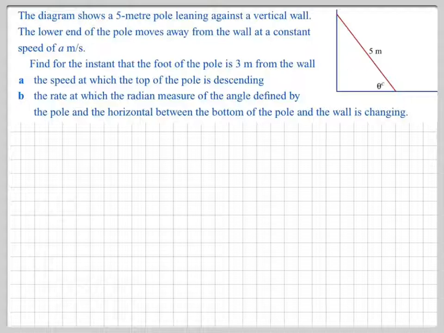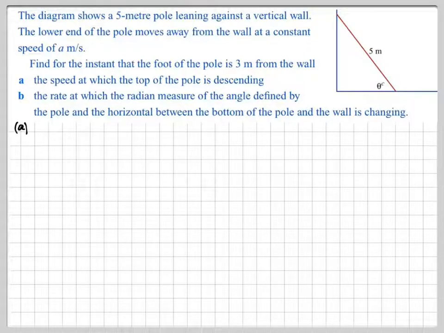Alright, so what are we going to find? A, the speed at which the top of the pole is descending, and B, the rate at which the radian measure of the angle defined by the pole and the horizontal, between the bottom of the pole and the wall, that's theta in that diagram, is changing.